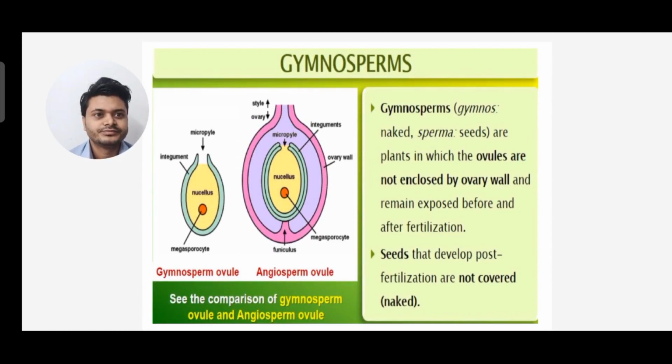You can see the comparison of gymnosperm ovule and angiosperm ovule. On the left hand side is the gymnosperm ovule and on the right hand side the angiosperm ovule. In gymnosperm no covering is there, but in angiosperm there is a covering, that is the ovary wall. Rest all are the same. In angiosperm the seeds are covered by the ovary wall, whereas in gymnosperm it is not there, it's naked.